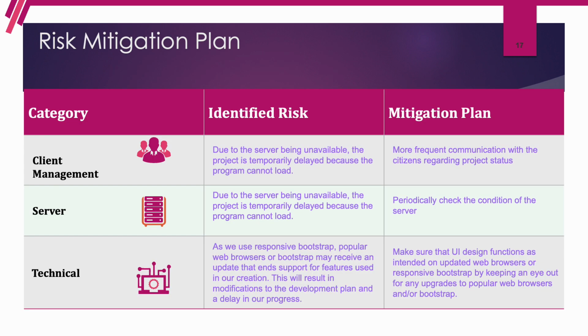And so we have the risk mitigation plan. These are examples for you to take a look at. We have a server, and if the server is unavailable because there is a program or an application on it that cannot load, then a mitigation plan might look like periodically checking the status of the server to ensure that the program is loading. So mitigation can be tailored to a case by case situation.